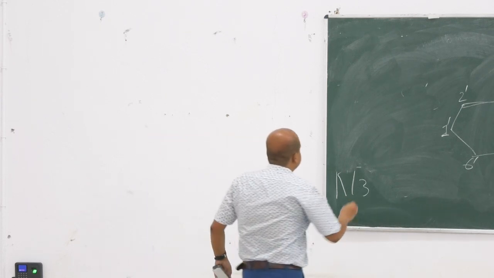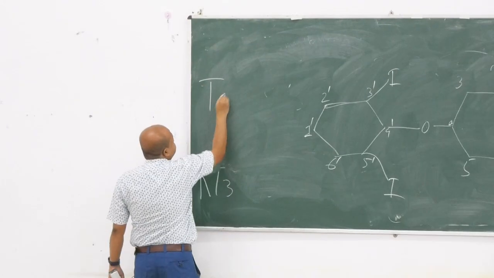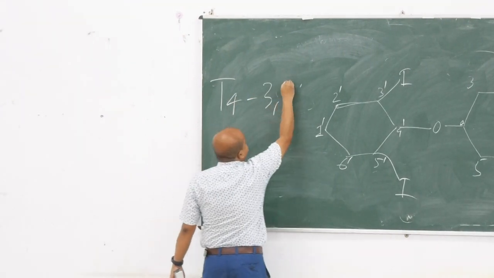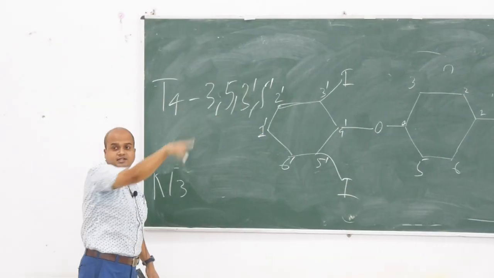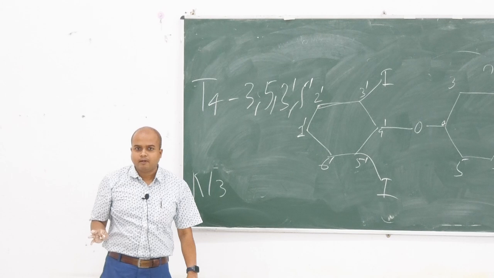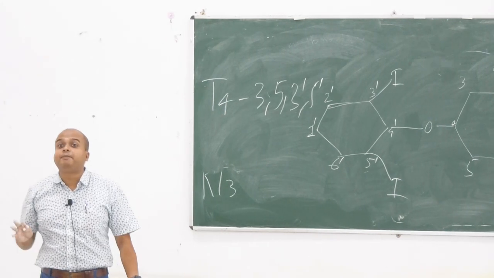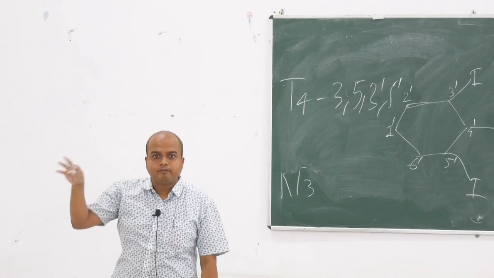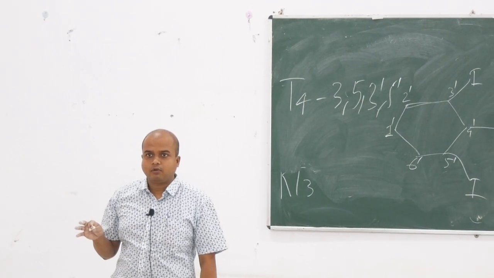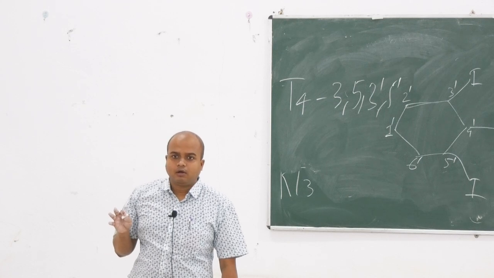So T4, iodine is present in all the positions: 3, 5, 3', 5'. This is T4. Understand? So this reaction is called the coupling reaction. Two DITs are being condensed to form T4. This is the coupling reaction.